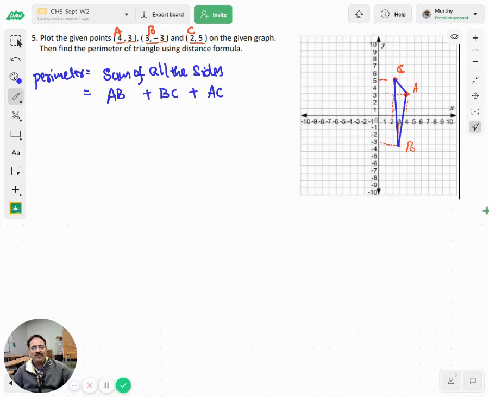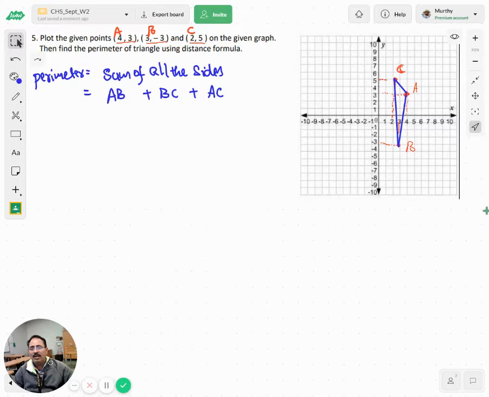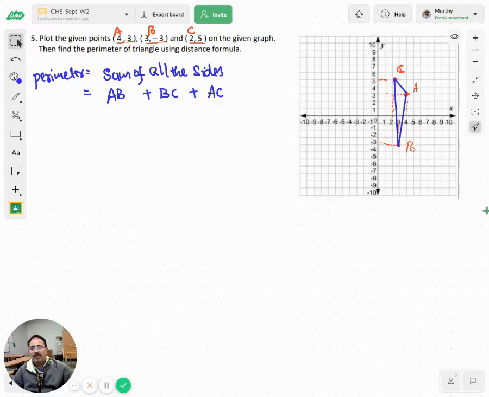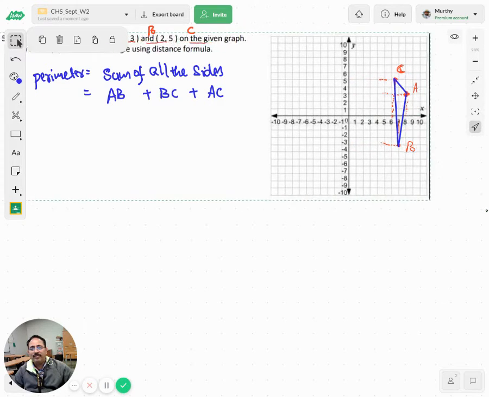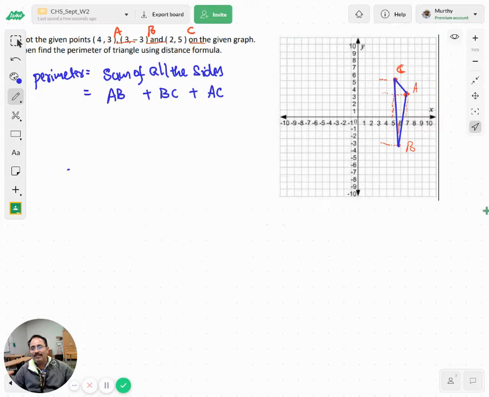So do I know the length of AB, the length of BC, and the length of AC? The answer is no. So we'll do one thing. Let's try to figure out the lengths of AB, BC, and AC. Let me take the length of AB first.